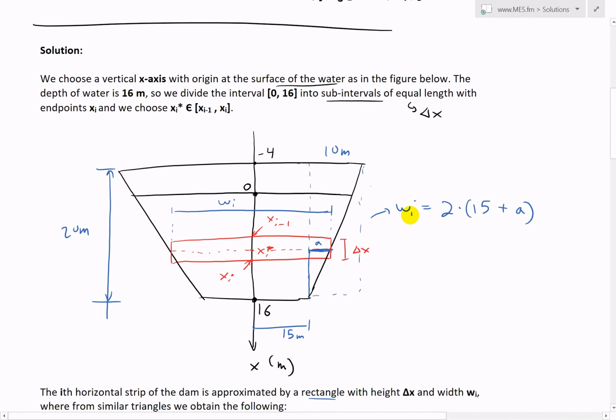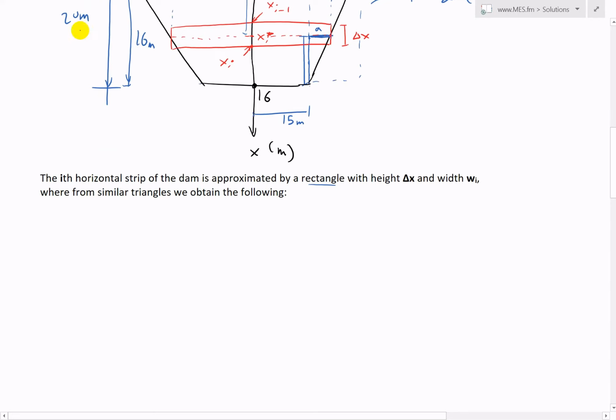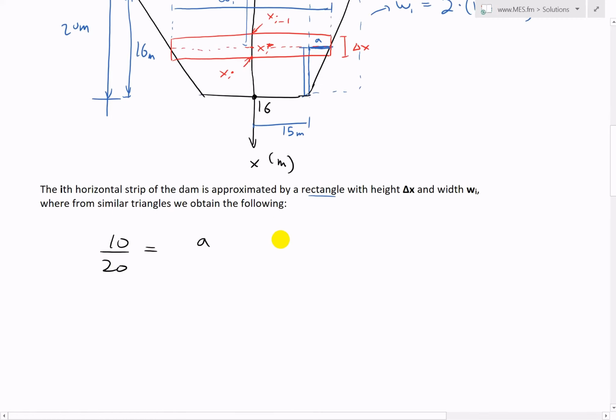And then the ratio of 10 to 20 has to be equal to a up to this point here. And this full length from here to here is 16. And then from here to here is xi star. So what we could write now is similar triangles. Due to similar triangles, the ratio of 10 to 20, because it's inside the same triangle, is equal to a over this length here, which is just 16 meters minus xi star. So this equals 16 minus xi star.